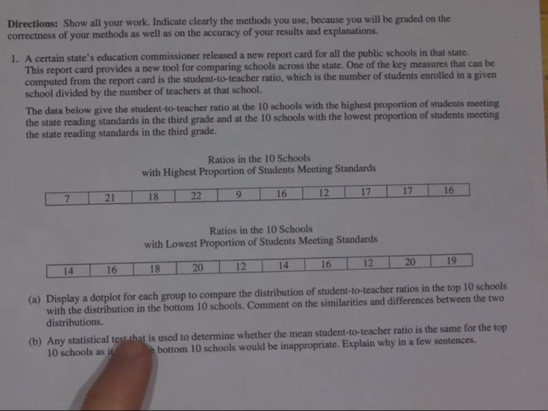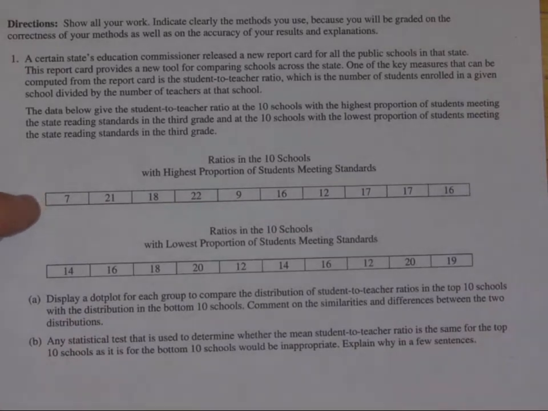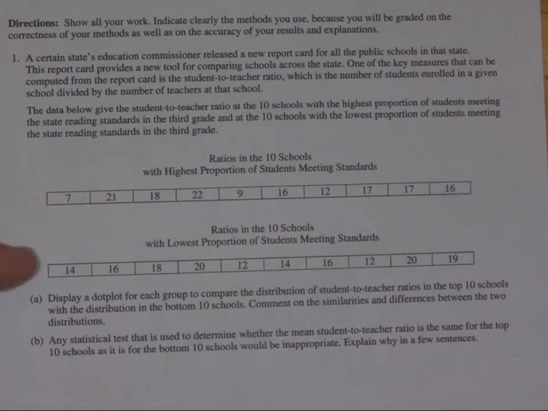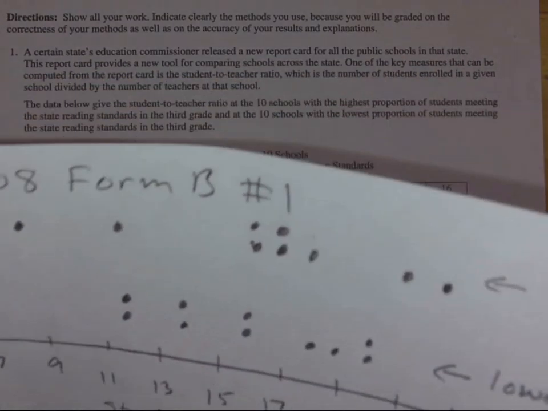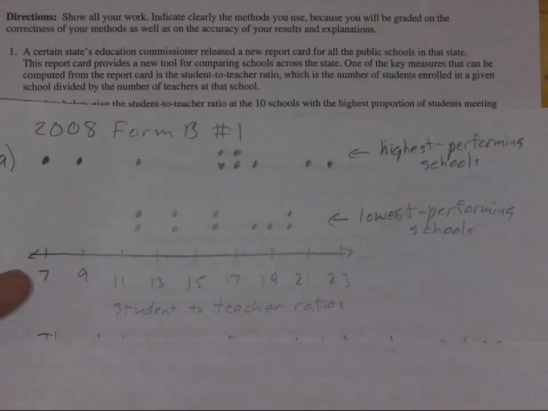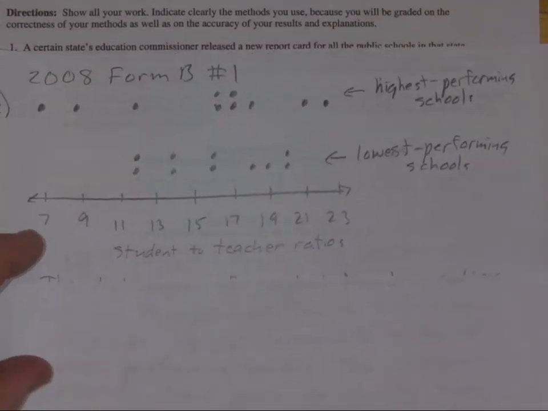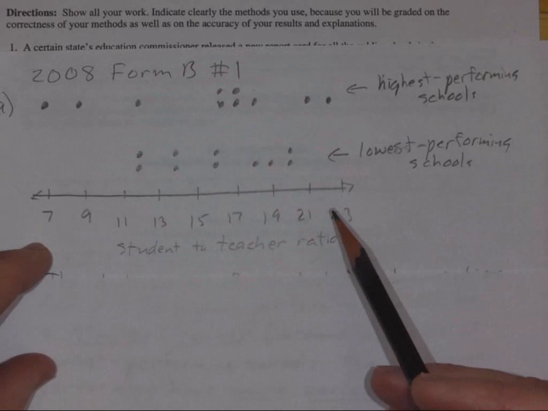Okay, so this is asking us to make 2 dot plots, and it says to comment on similarities and differences. Well, here are the 2 dot plots, so you just make a little number line and put dots for those numbers and dots for those numbers, and make sure to properly label it and scale it. And so there's my dot plots, for the 10 highest performing and the lowest performing.